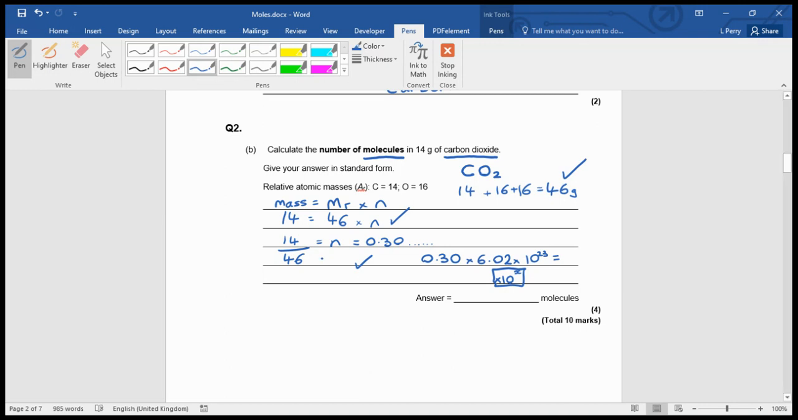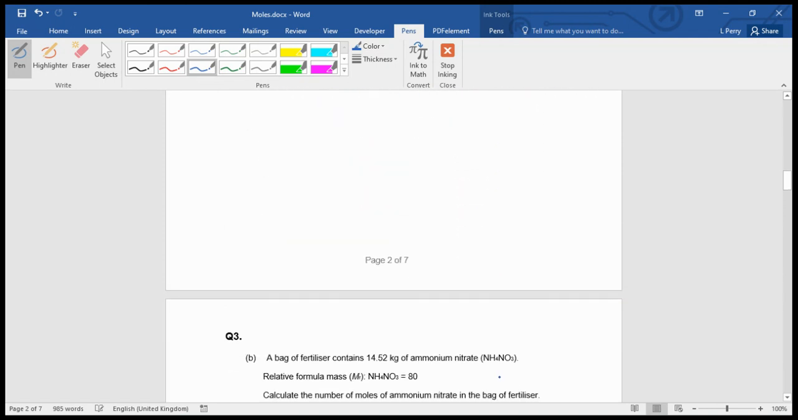Equals 1.81 times 10 to the 23. My calculator gave the answer in standard form. I've written my answer in standard form. That's the 4th mark. Let's look at another one.